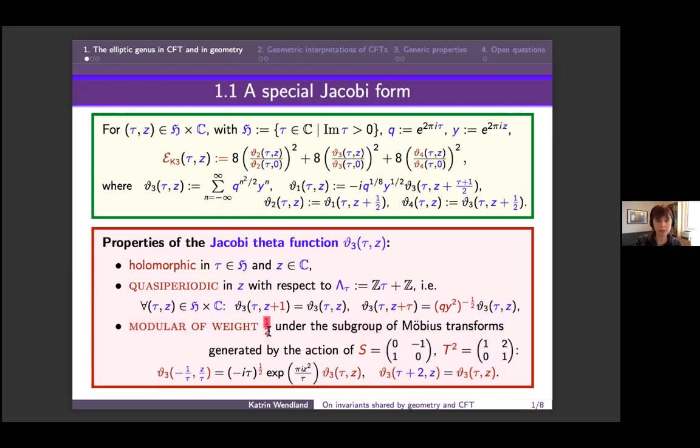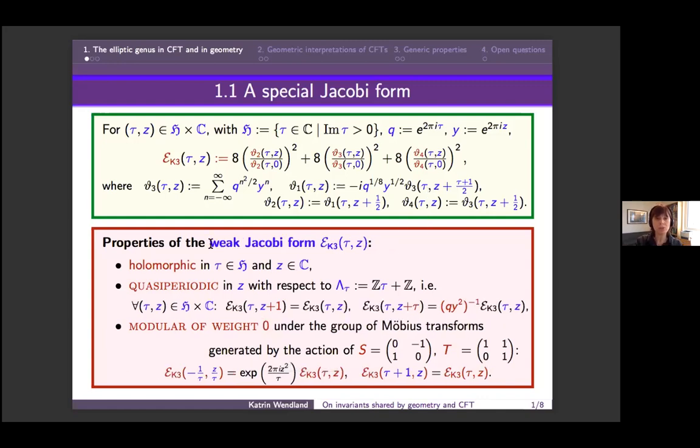The modular weight is 1/2. That's just the exponent that you read off here when you look at the prefactor that's just in tau. And other than that, we have all the other nice properties that I already showed you. So that's theta 3. And because the other two summands here are obtained from theta 3 by rather mild manipulations, it's not so hard to believe that EK3 inherits most of the properties that I just told you about.